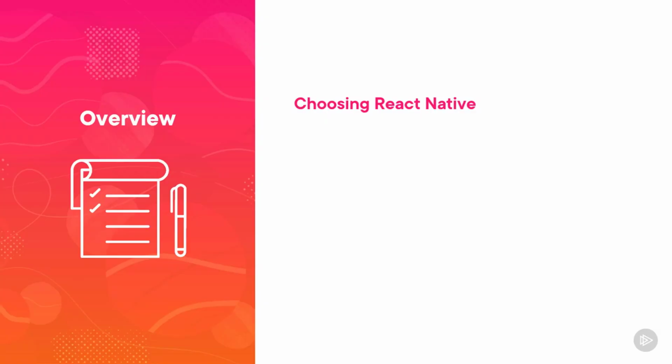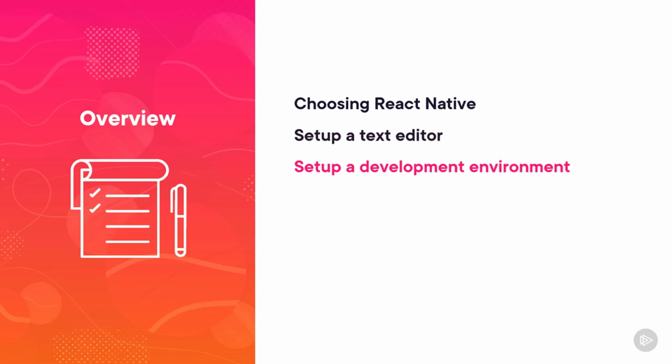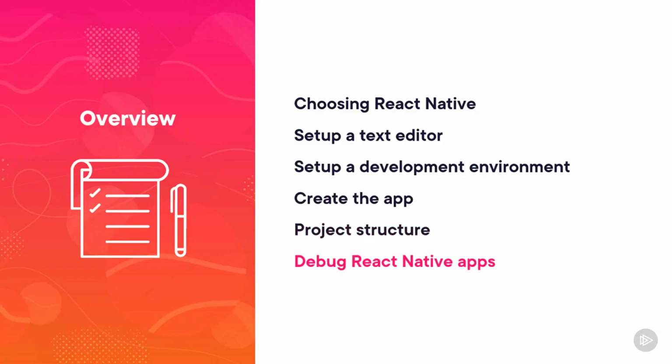First, we will look at the reasons to choose React Native. After that, we will set up a text editor. Then we will set up a development environment for React Native. Once that is complete, we can create the actual app. After the app is created, we will take a look at how the project is structured. Finally, after we demo the app, we will take a look at a few ways we can debug React Native apps. After this module is finished, you should know enough to get started building apps with React Native.